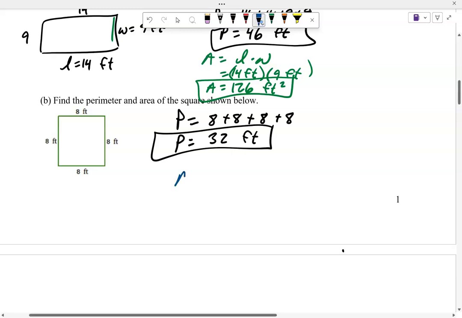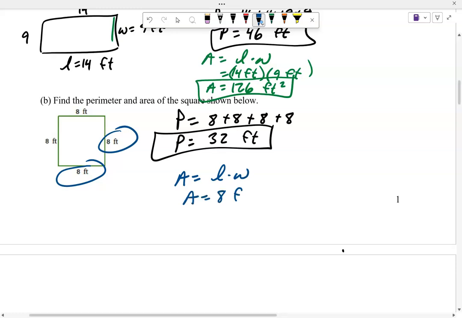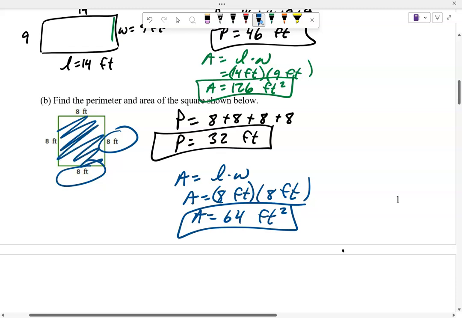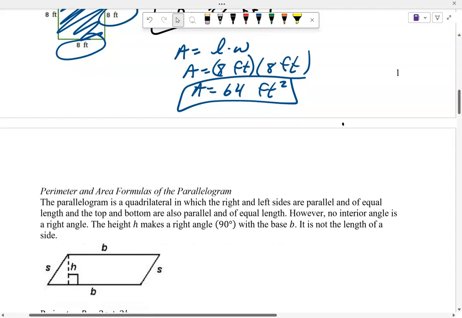If I'm finding my area, it's length times width: 8 feet times 8 feet. So we got 64 square feet. That would be how much paint I would need to paint that. All right, 64 square feet.